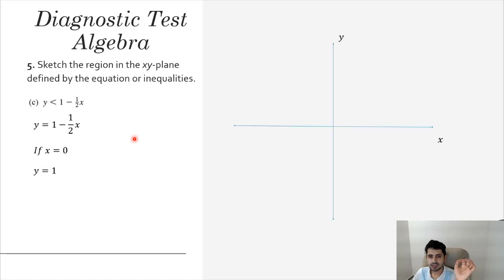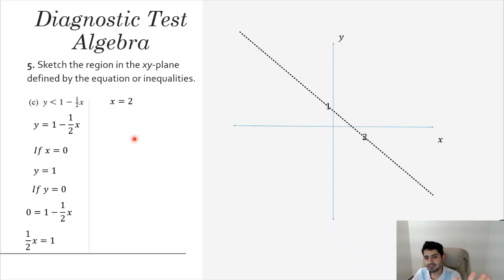What about the other one? We already have here 1. If y is equal to 0, we have 0 equal to 1 minus 1 over 2 x. So I just collect the terms to solve the value of x. I put the minus 1 over 2 to the other side positive, and then we have x equal to 2. So we already have these 2 points.